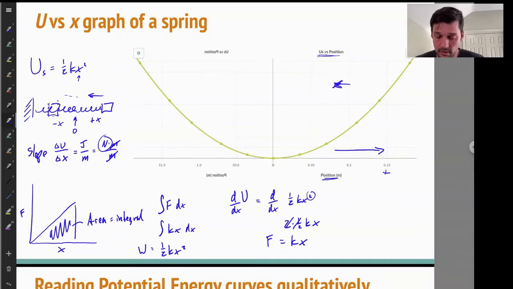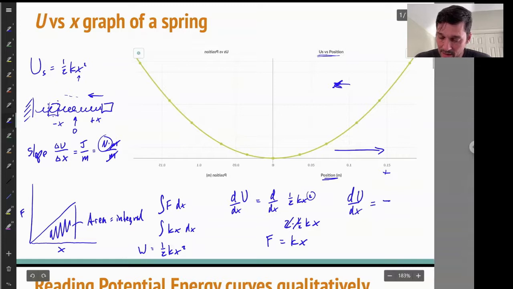So it turns out that the derivative of the potential energy with respect to x is actually the negative of the force. In other words, the slope is the negative of the force, or you could say the negative of the slope is the force. So let's just put that into practice here.